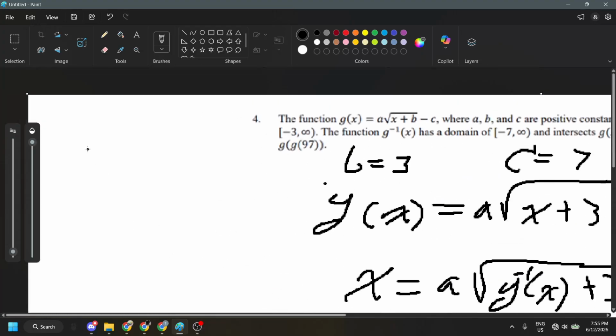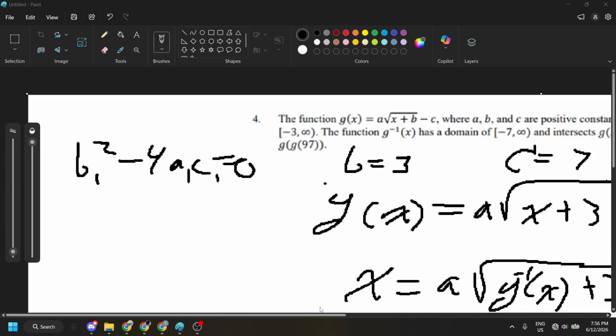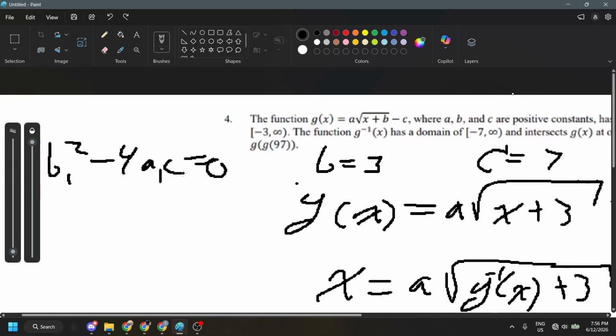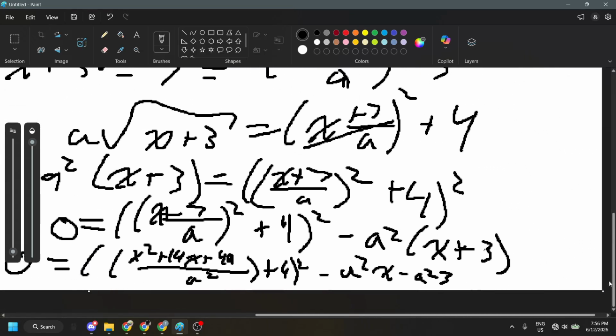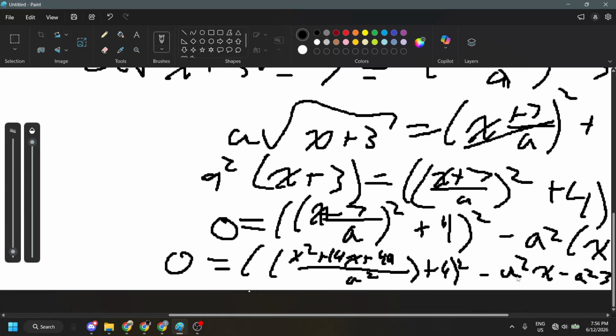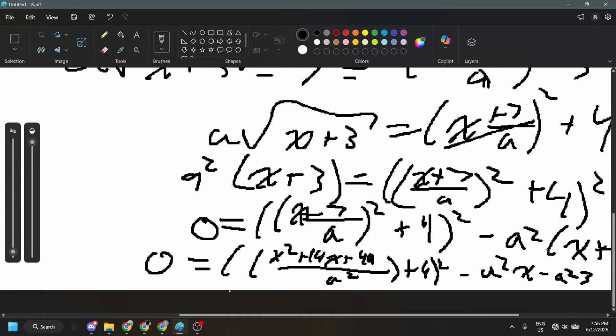So if this only has one solution, then the discriminant is equal to 0. So b² − 4ac is equal to 0. What's the different b's? If we can find these, this a, this b, this c, then we can figure it out. But this is not a quadratic, this is a quadratic.